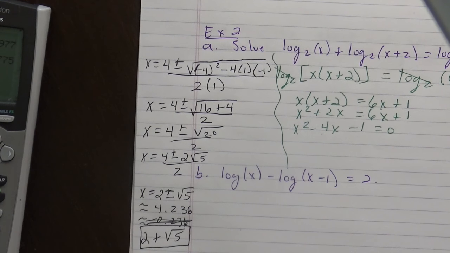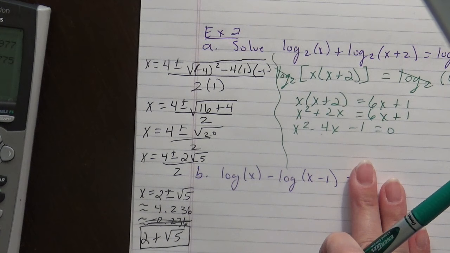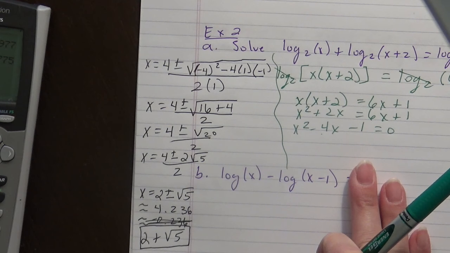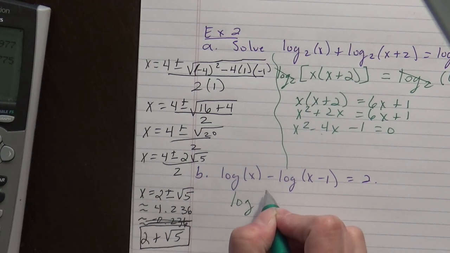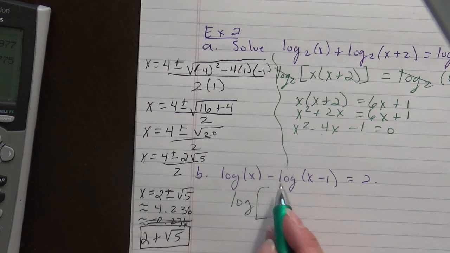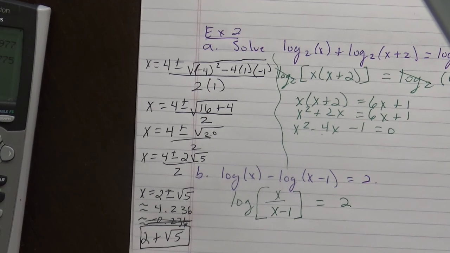For part B, we're going to find the log of x minus log of x minus 1 equals 2. We're going to set this one up very similarly to what we've done already. Let's just concentrate on the left side first. You'll see that you're subtracting logarithms, and they're both common logarithms. They both have base 10. So this allows me to use my quotient rule. So I can say that this is the log of, and I'm going to divide x over x minus 1, equals, bring down my 2 on the other side.